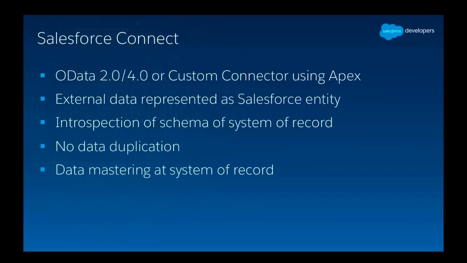Now, what ends up happening in Salesforce is the external data gets represented as a proper Salesforce entity or Salesforce object. So you can introspect the schema of the system of record. You can automatically generate Salesforce objects. There's no data duplication. We go and get the data on request, and the data remains mastered at the system of record.